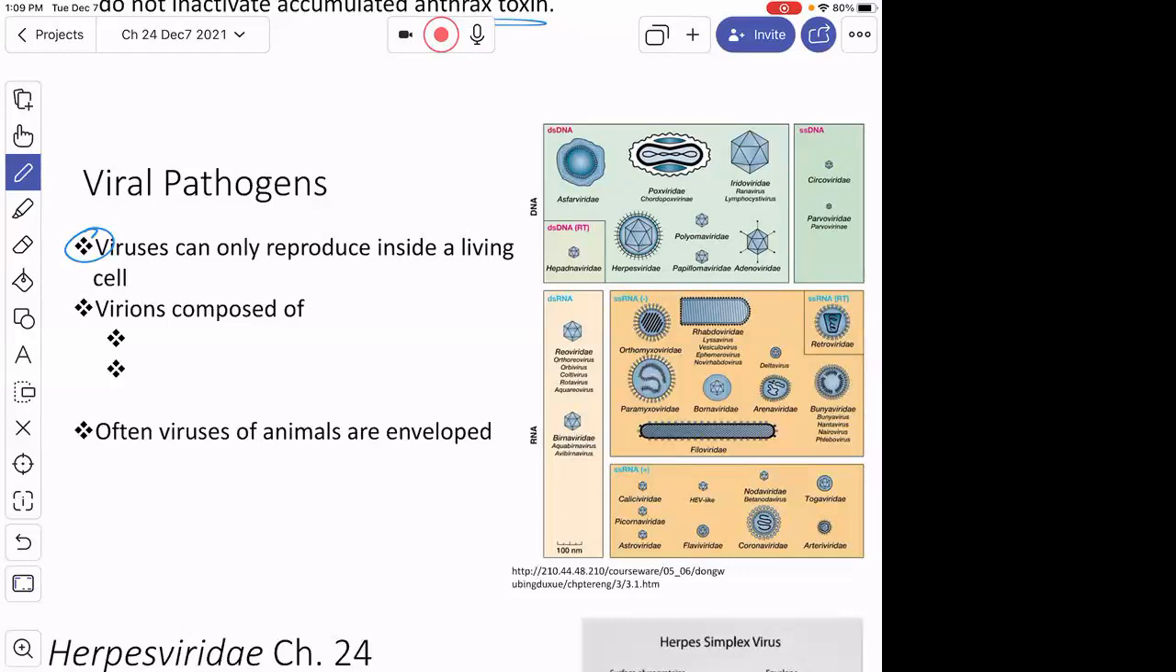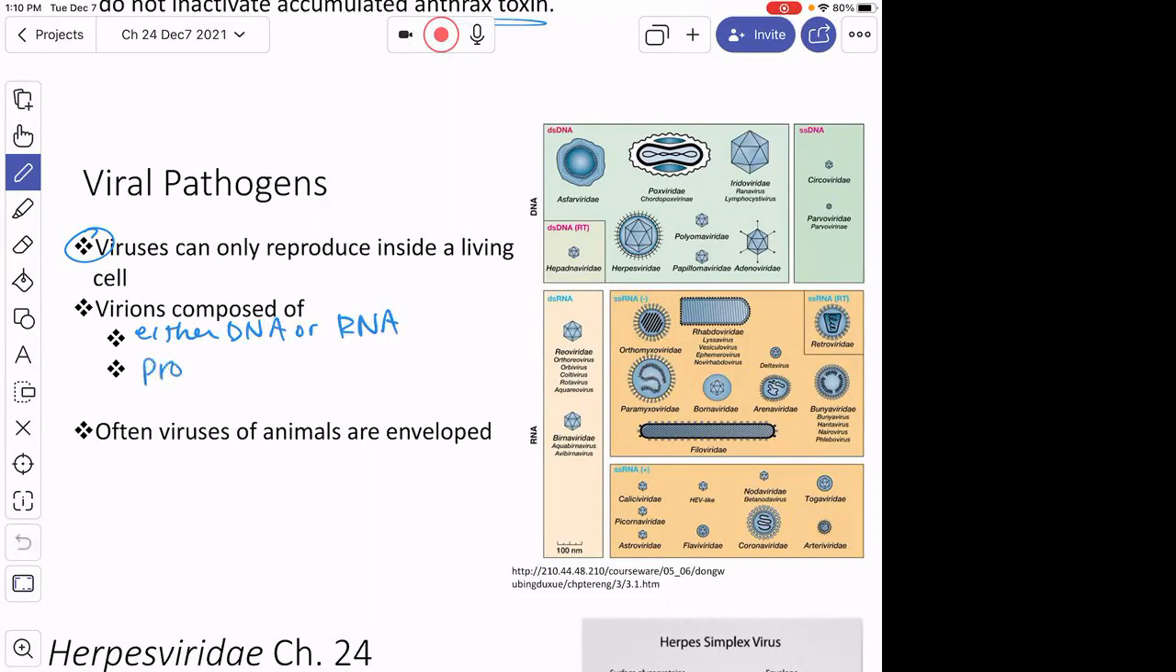So you don't hear about having viral skin infections, right? That's just not really a thing. Warts actually will penetrate through cracks in the skin. So as long as the skin is intact, then you wouldn't get that. Again, they need a living cell in order to reproduce. Remember, virions are composed of some kind of nucleic acid, either DNA or RNA. As far as we know, there's not a virus that has both. You'll have one or the other.